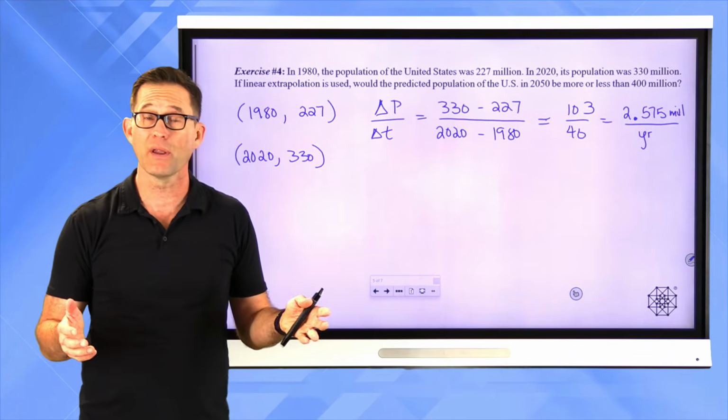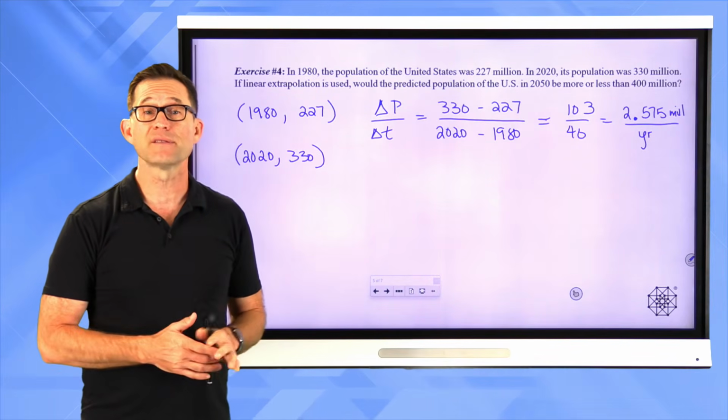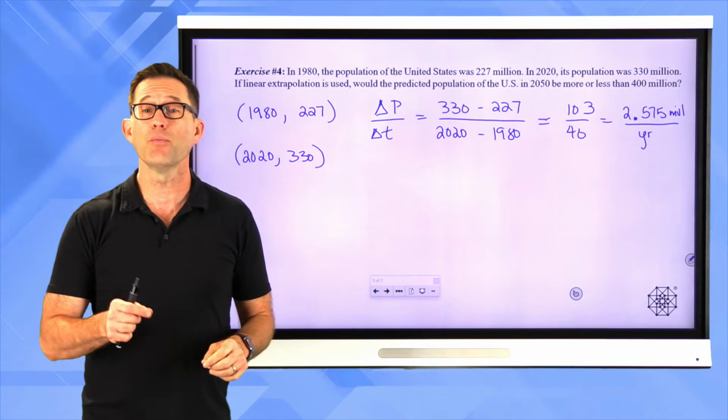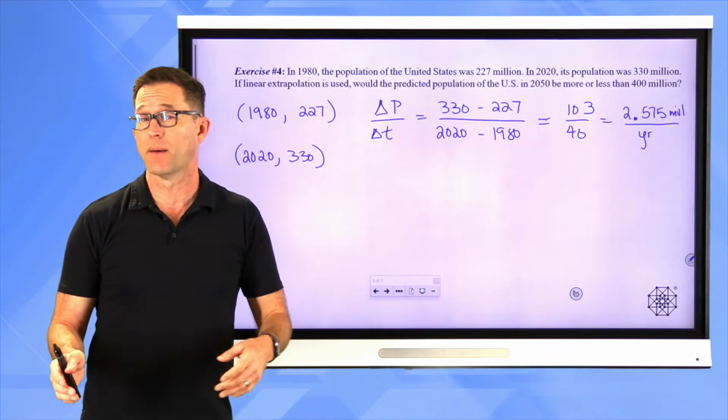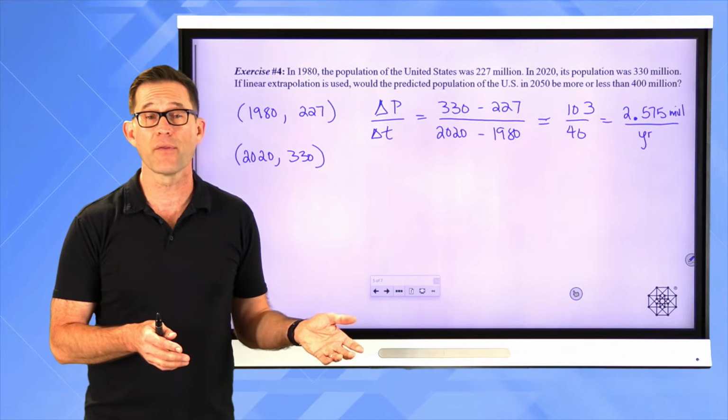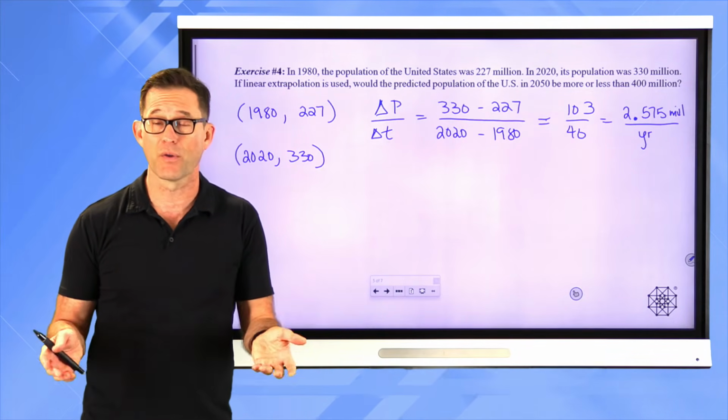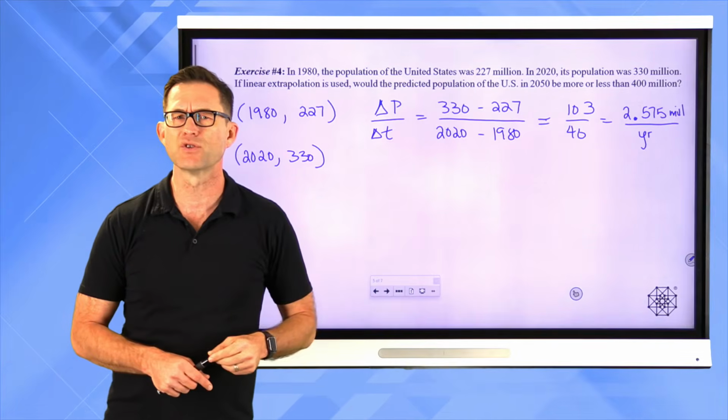In other words, the population of the United States grew from 1980 to 2020 by 2.575 million people per year on average. I'm sure there were some years where it grew faster than others and some years where it grew slower than others. But on average, that's how much it grew.